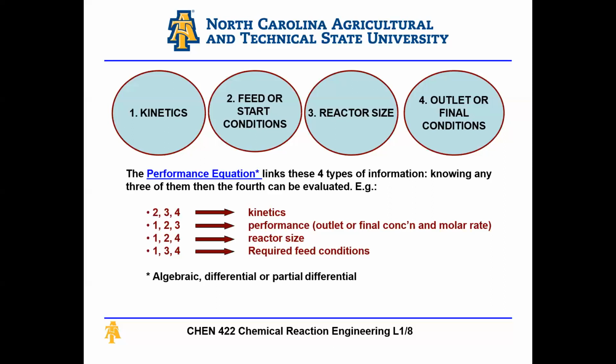Will it be just 100% nice, clean product, or will I have a lot of junk in it, a lot of unreacted feed in it, maybe a lot of undesired products, whatever it is. And in order to link all of these four pieces of information, we derive something called the performance equation, okay?